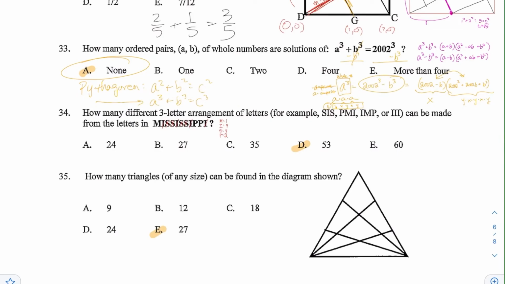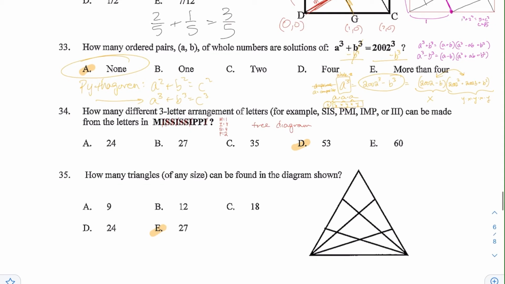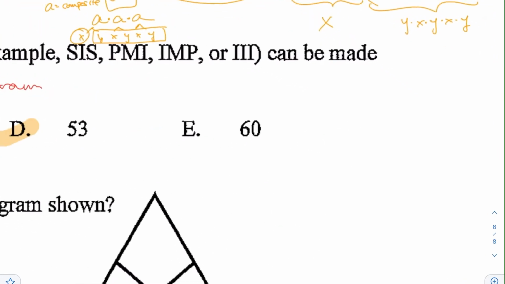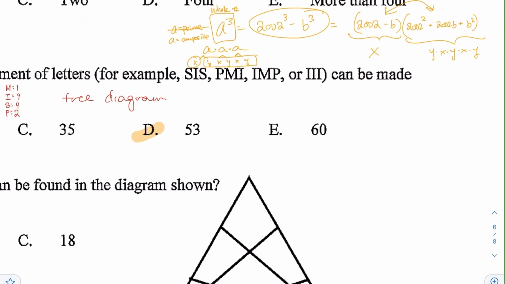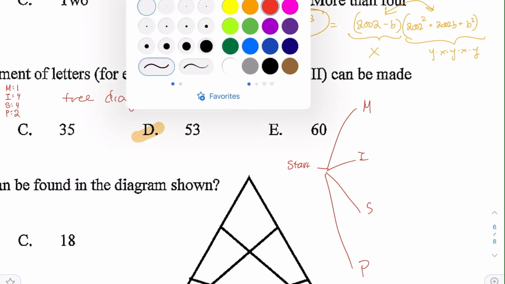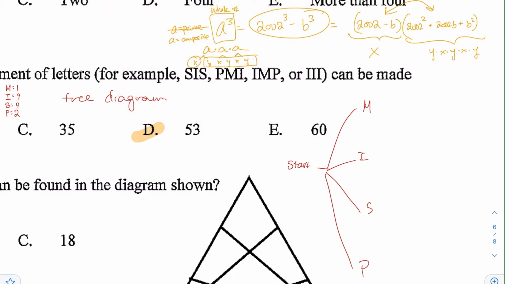So when you're rearranging these letters, you can't repeat any of them, which means you can't use any of the letters twice. So this is just a tree diagram question. For the first letter, you can choose M, I, S, or P. So you have 4 branches there. But then depending on what you choose, each of these branches will be a little different. For example, if you choose M, you can't choose M again because there's only one M. You can only choose I, S, or P.